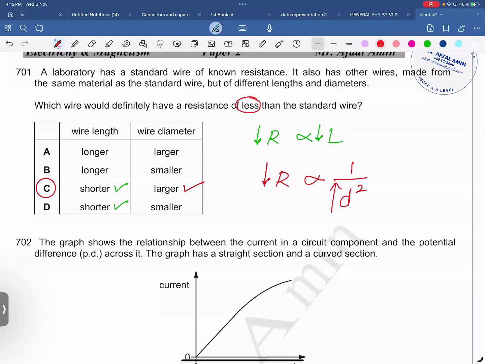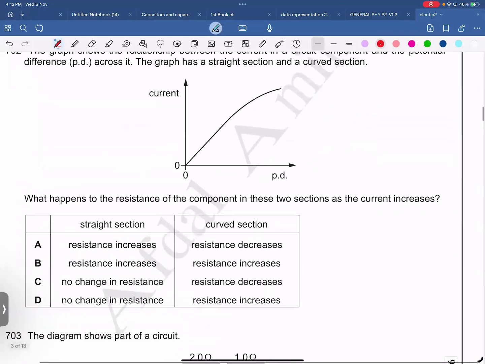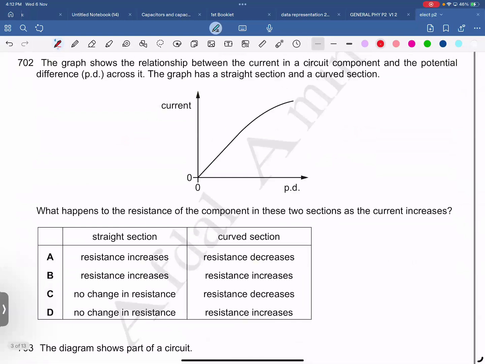Question number 702. The graph shows the relationship between current in a circuit component and a potential difference across it. The graph has a straight section and a curved section. Okay, let's look at the straight section. As long as the current voltage graph is straight, we say resistance is constant. Let's look. Straight line, no change in resistance. After that, there is a curved section, this one.